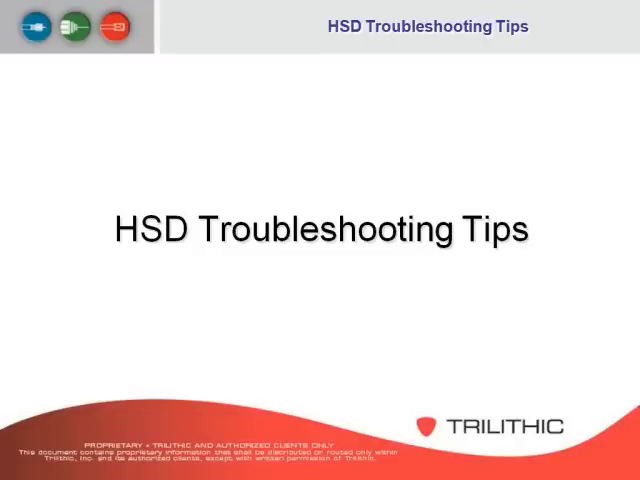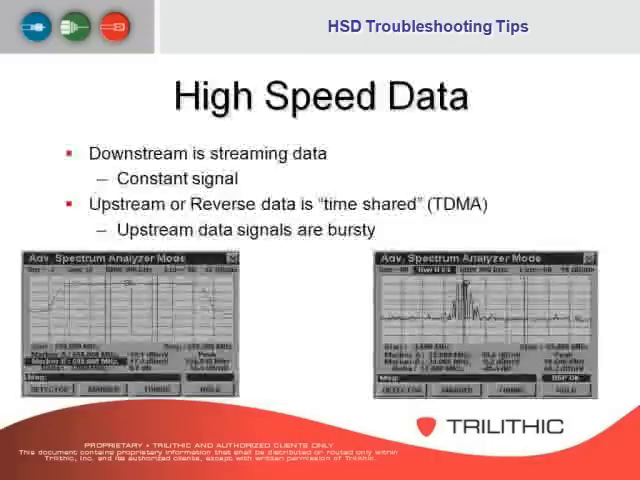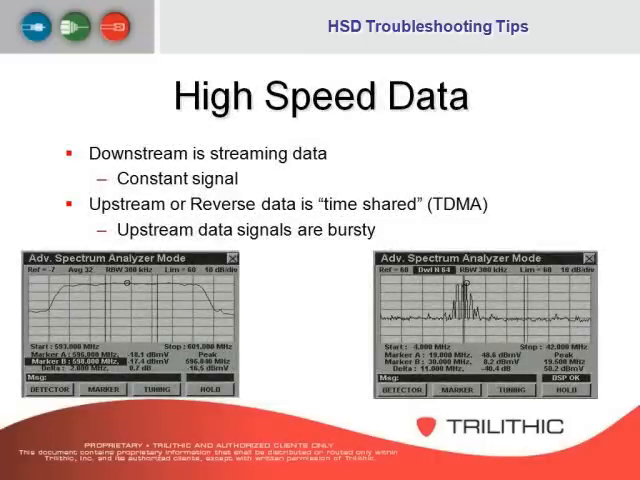Okay, let's now talk about high-speed data troubleshooting tips. Your high-speed data services utilize both the downstream and the upstream. The downstream is streaming data. It's a constant signal, usually 64 or 256 QAM. This is the same downstream type of signal that your video carriers use, similar to your HBO, ESPN, and so on.